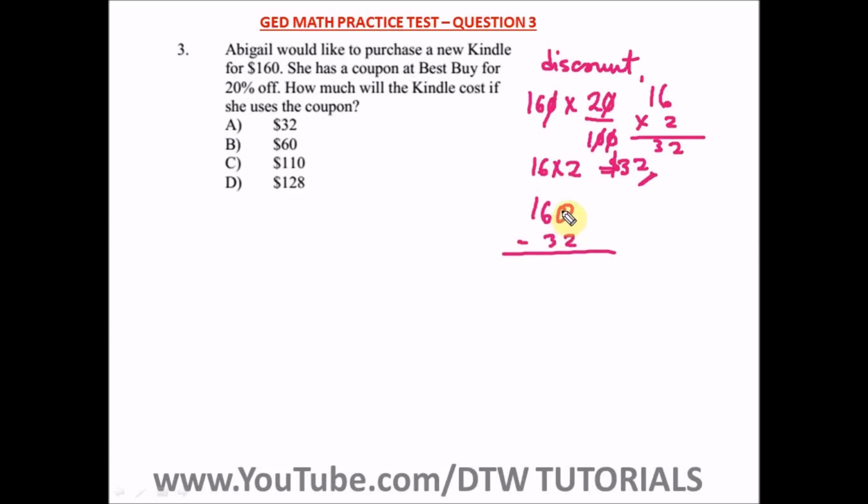Let's subtract this together. This is 0, 0. You can't subtract 2 from 0. You borrow a 1 from 6, and when you borrow this 1, this becomes 10. 10 minus 2 will give us 8. We're left with 5 here, because we took 1 before. 5 minus 3 will give us 2. And this is 1. 1 minus 0 will give us a 1. So the value of the Kindle when she uses the coupon is $128. And our right option here is option D.